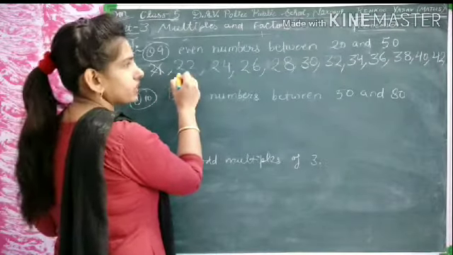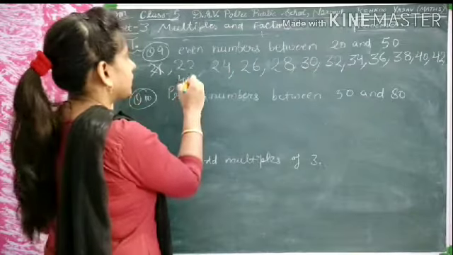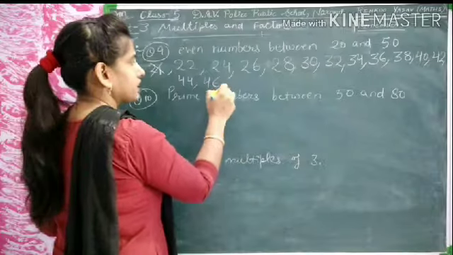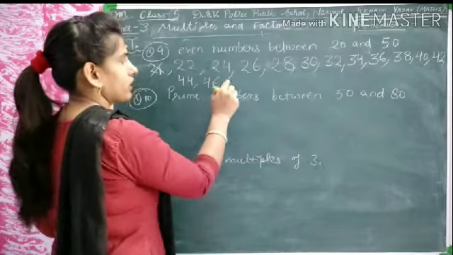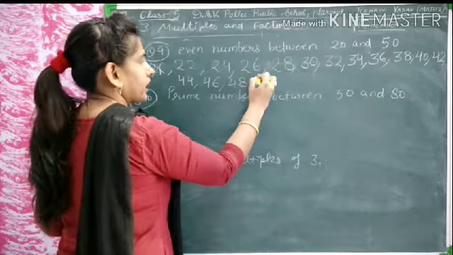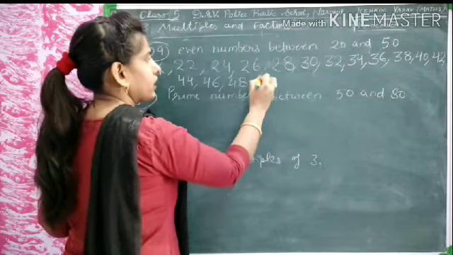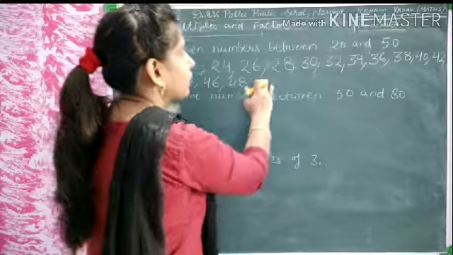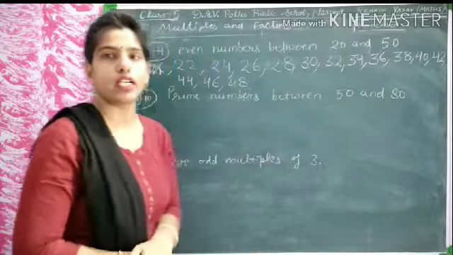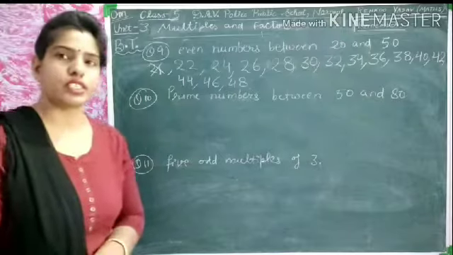43, no. 44. 45, no. 46. 47, it is not divisible by 2. 48, divisible by 2. Yes. 49, not divisible by 2. 50 is divisible, but we have to write between 20 and 50, so we will not count the 20 and 50 here. Is this clear, students? Now we will go to the next question.